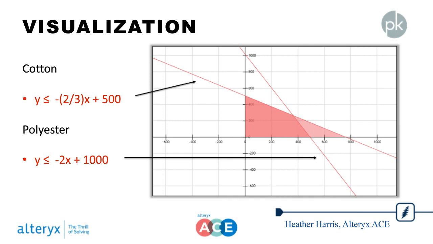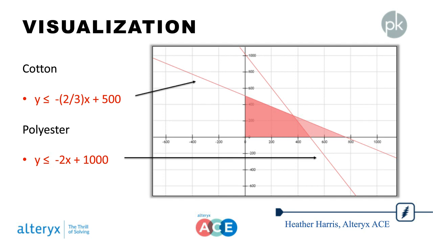For my polyester, if x is 0, then my y is 1,000, way up here, you can see. And then my slope there is negative 2. So I go down 2 and over 1, down 2 and over 1, and that's the slope of that line. And now I have this great visual that shows where my lines are. And remember, we've got to be under that line. So I shade the area where I'm under both of those lines.